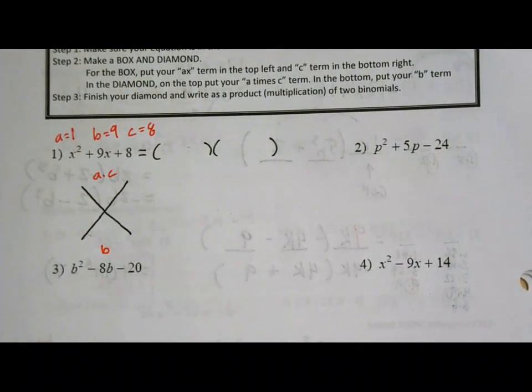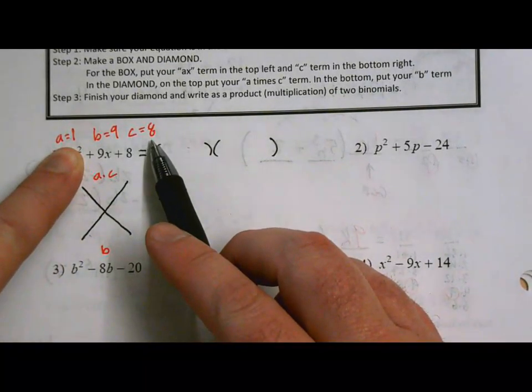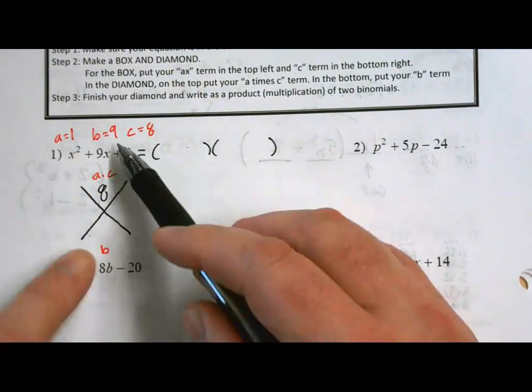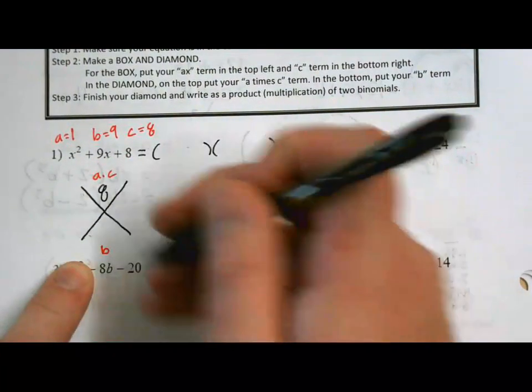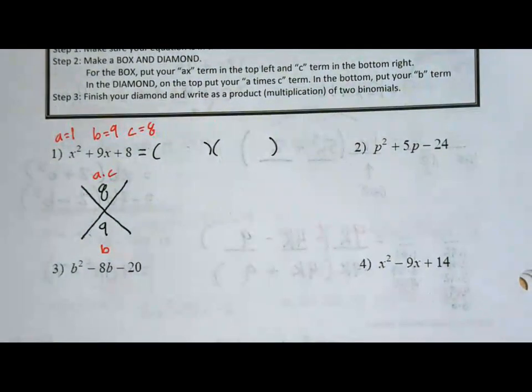So tell me, what number am I going to have in the top if I do 8 times C? I have an 8 up there. 1 times 8 is 8. And then B goes in the bottom. B is 9. So we've got an 8 up top and a 9 in the bottom.